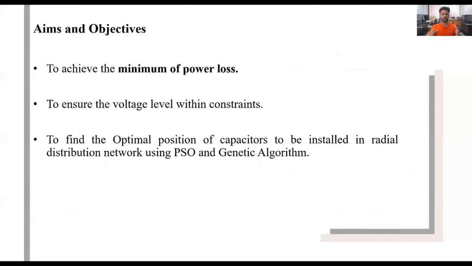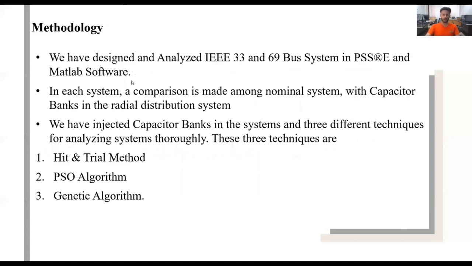Moving forward, the aims and objectives of our project are to achieve the minimum power losses, to ensure the voltage profile is within constraints, and to find the optimal position of capacitors to be installed in the radial distribution network using PSO and genetic algorithm. Throughout our project, our methodology is that we have designed and analyzed the IEEE 33 bus system and 69 bus system in PSSE and MATLAB software. Also, in each system, a comparison is made between the nominal system and the system with capacitor banks in the radial distribution system. We have also injected capacitor banks in the systems, and 3 different techniques for analyzing our system have been utilized. These 3 techniques are the trial method, PSO algorithm, and genetic algorithm.